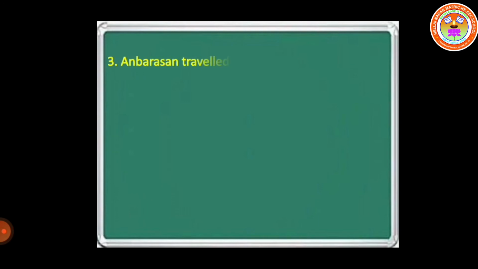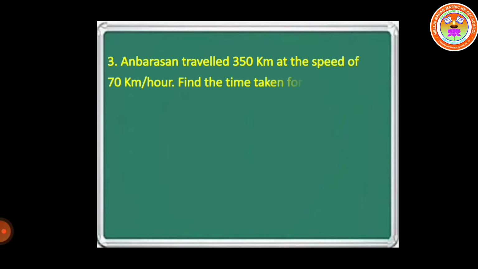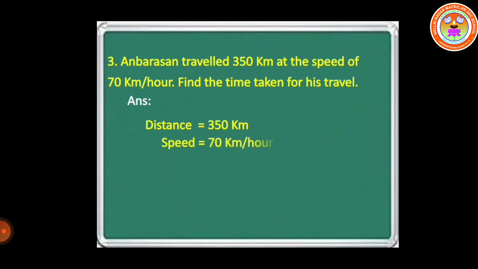Let us move to the next one. See the question number 3. Anbarasan traveled 350 km at the speed of 70 km per hour. Find the time taken for his travel. Here also we have to find time. Let us see the answers. What all is given? Distance equal to 350 km and the speed is equal to 70 km per hour.